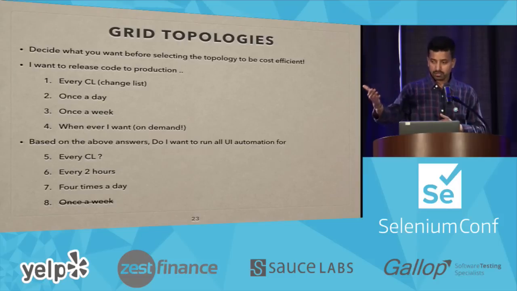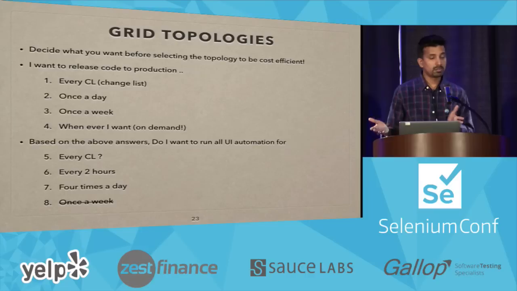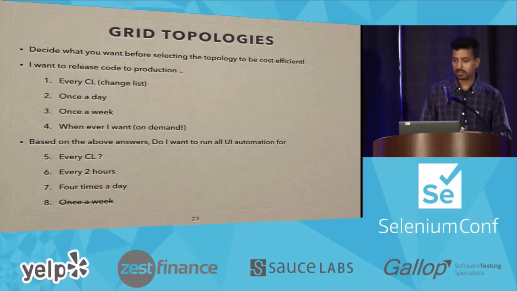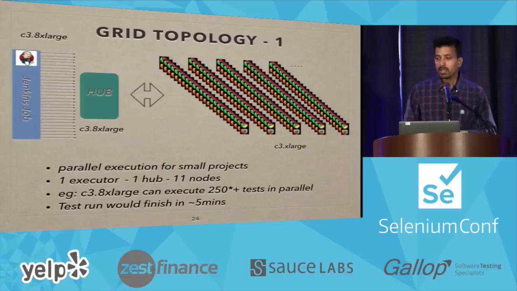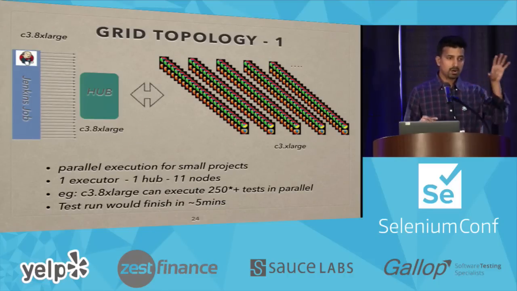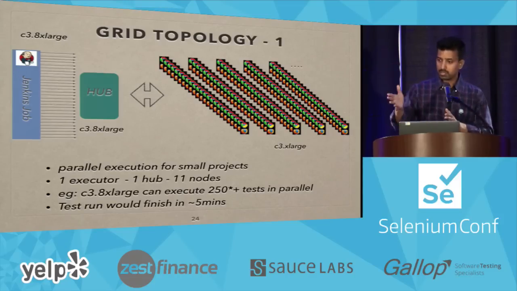Based on the answers to those questions, you can answer the second set of questions. How often do I want to run automation if my answer is X from the first set of questions? Every CL, you want to run every automation against every CL, or every 2 hours, or 4 times a day, but not once a week. Regardless of that, don't run once a week. You have to run more than that. So based on that answer, you can pretty much decide. There is a cost, and there's only so much faster you can run.